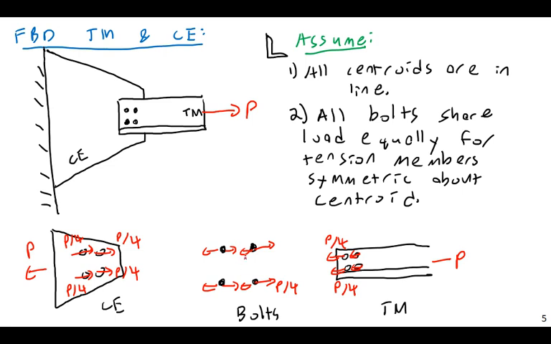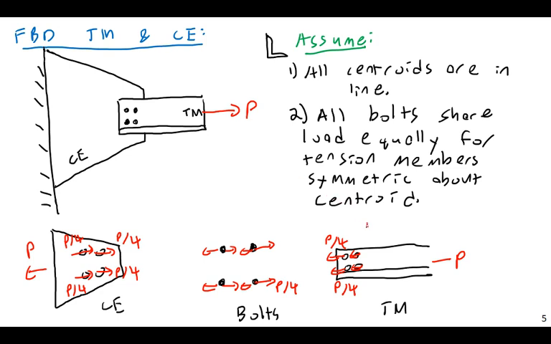So they are actually going to be in shear. Bolts are loaded in shear. The connecting element is going to be in tension, and the tension member is, of course, also in tension. So this is where we can really start to see all the different ways this kind of connection can fail.